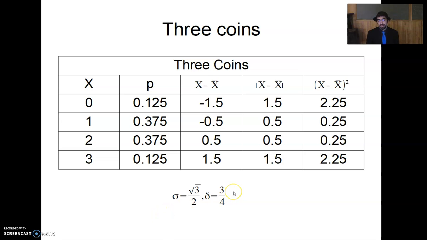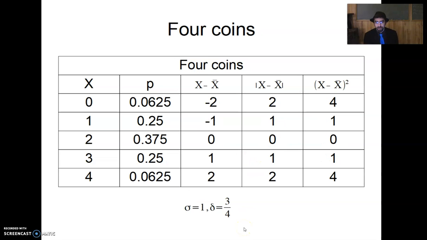So again, in this case, delta is 0.75, sigma is like 0.86 something.